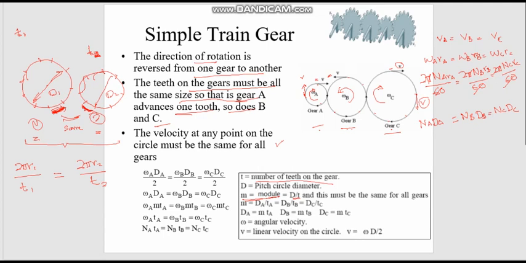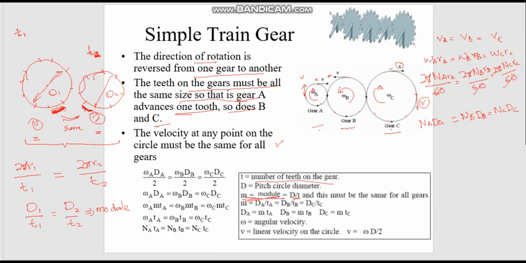So I can rewrite this and cancel pi. Then I have d1, because 2 times radius 1 equals diameter 1, divided by t1, equals, again, d2 divided by t2, right? And this ratio must be the same for all gears that are connected together. And we call this the module.